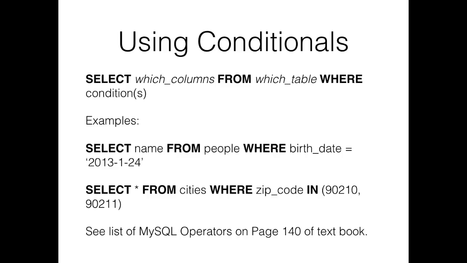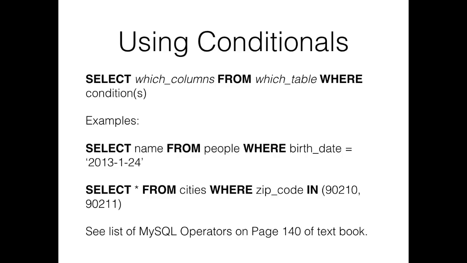Select the columns you want from the table you want where one or more conditions are true. So let me give you some examples. Select name from people where the birth_date equals 1/24/2013. That'll give you all the records from the people table that match that condition. Now, where is a SQL keyword, and that's going to say where this condition is true.